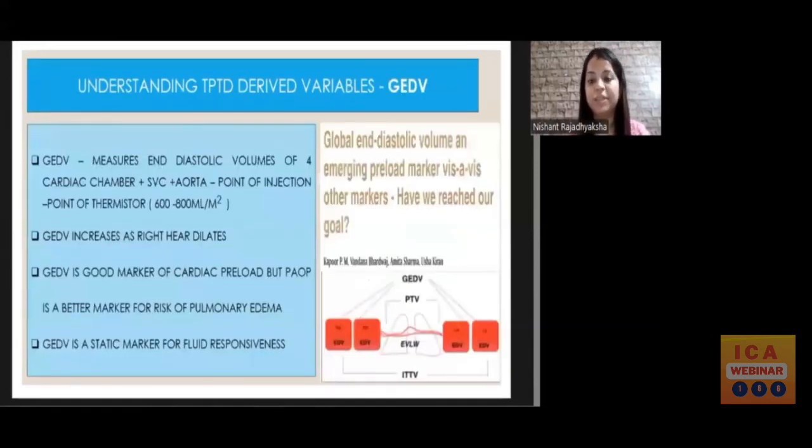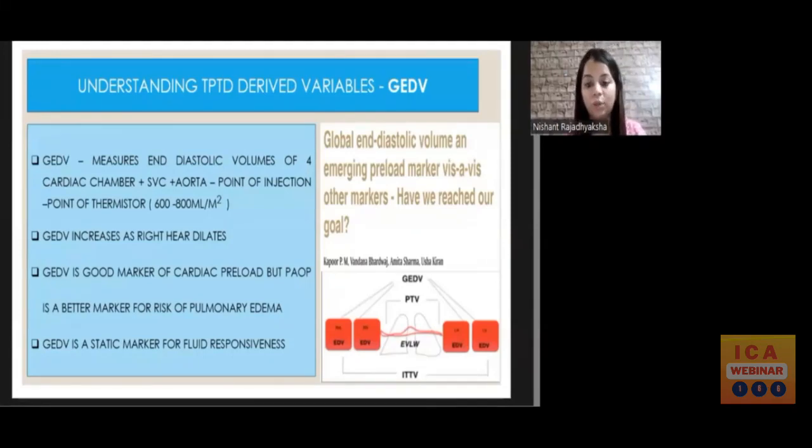Although this lecture is on transpulmonary thermodilution based cardiac output monitoring, I will first look at global end diastolic volume, because it's a precursor to the measurement of cardiac output. Global end diastolic volume increases as the right heart dilates. The biggest fallacy in using the transpulmonary thermodilution technique is that you are not imaging the heart. So if your volumetric variables are varying, you don't know why, because these are all summation variables.